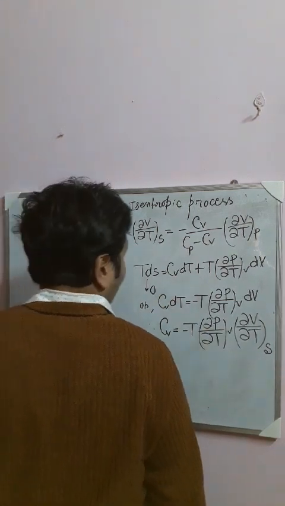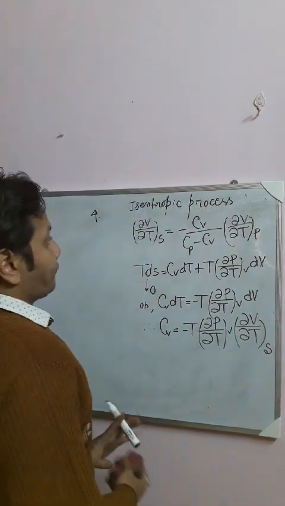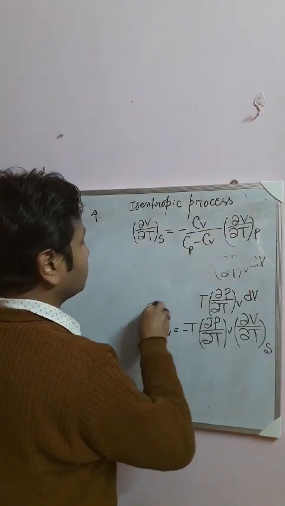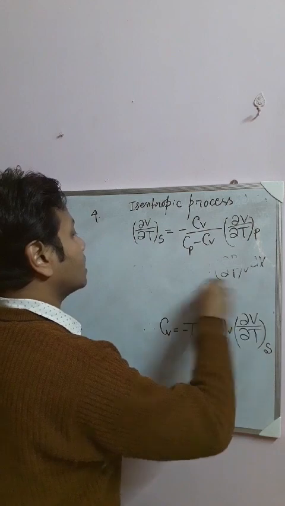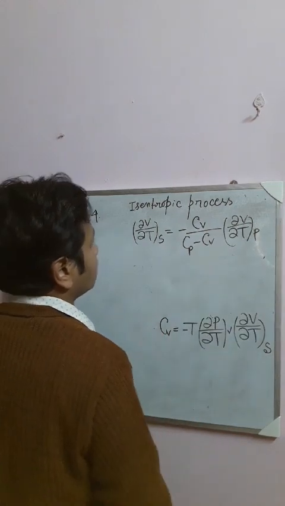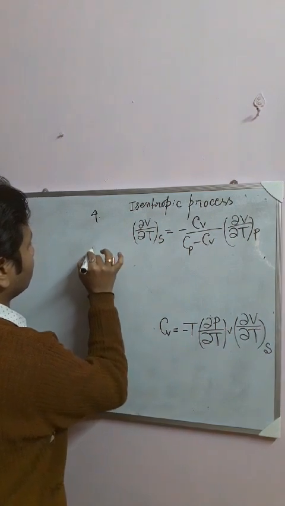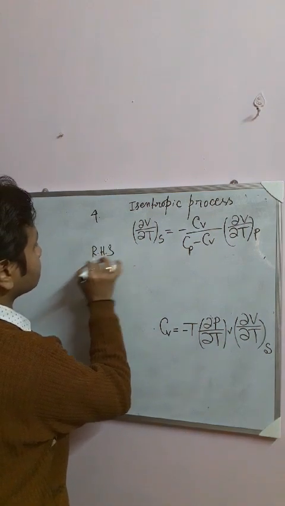Now we start from the RHS. We can prove this from the RHS because it will be easier to do it from the RHS. So what is given in the RHS?